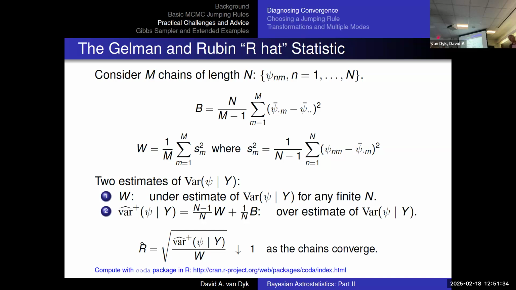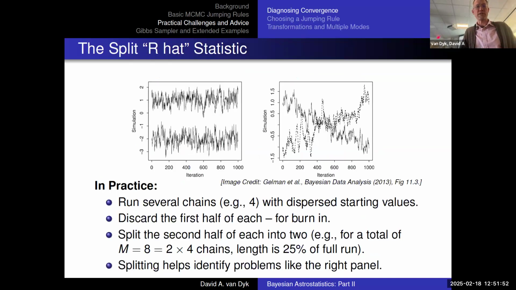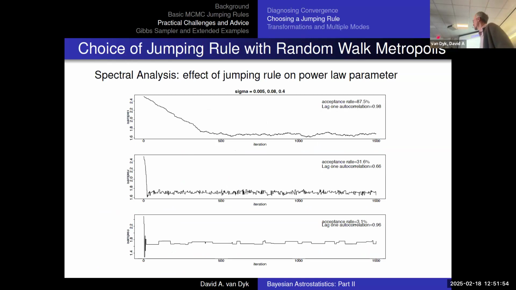So I have an underestimate and an overestimate, and when they agree, when the ratio becomes close to 1, then I say that the chains have converged. And any standard Markov chain Monte Carlo software will compute this automatically for you. But the way to understand what it's doing is to make sure those chains are in agreement. Okay, so let's look at some questions on efficiency.